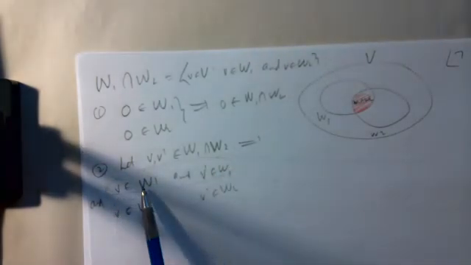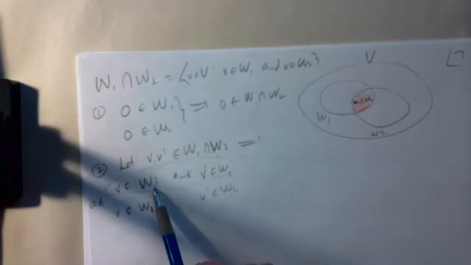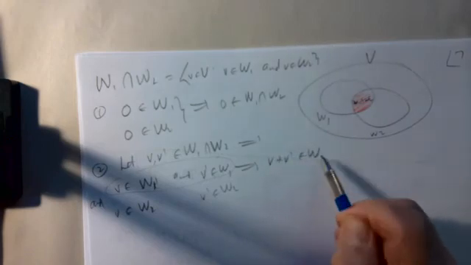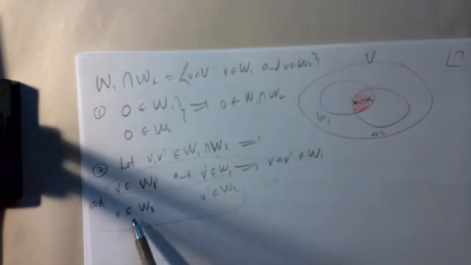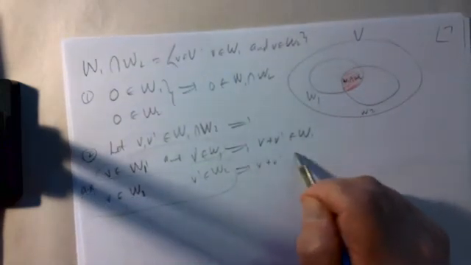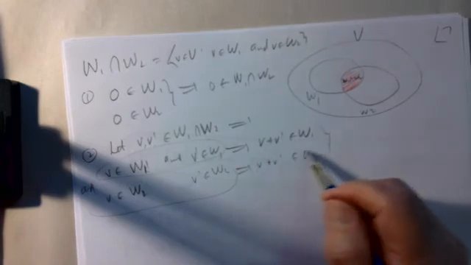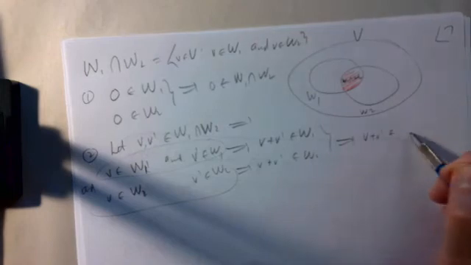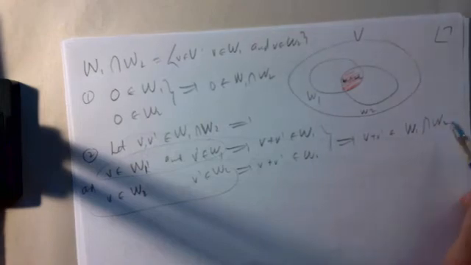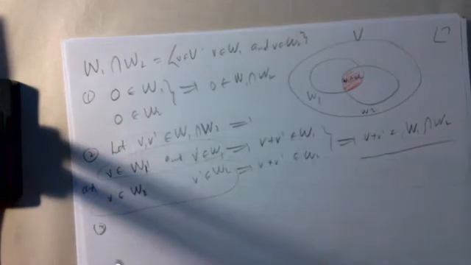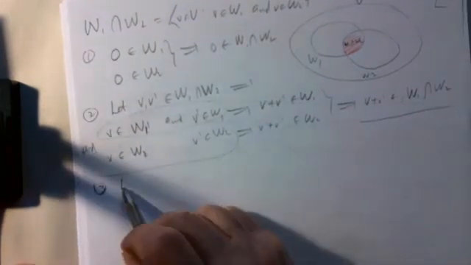But if you look at this, v in W1 and v prime in W1 means v plus v prime is in W1. And v in W2 and v prime in W2 means v plus v prime is in W2. So v plus v prime is in both of these subspaces, so v plus v prime is in the intersection. So the intersection is closed under vector addition. And the argument about scalar multiplication is similar.